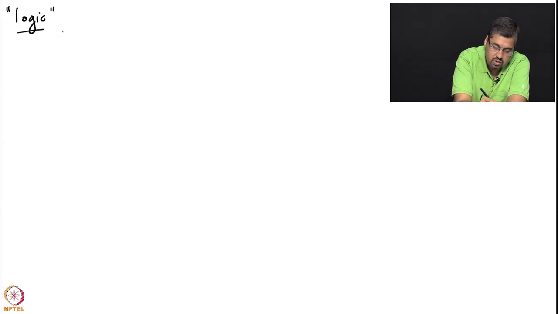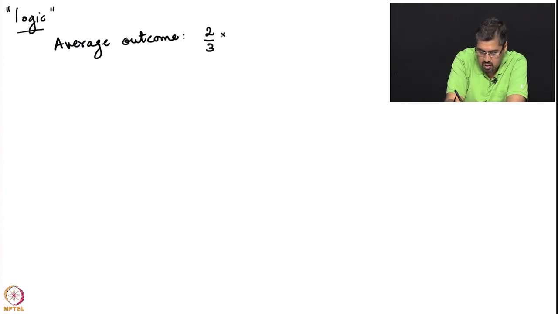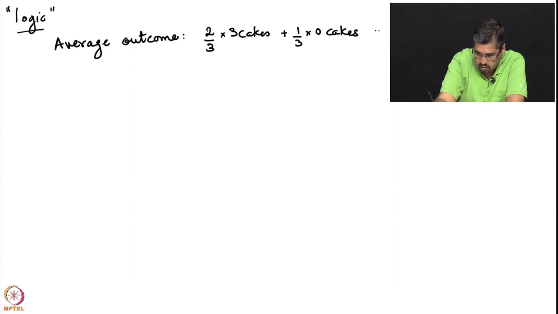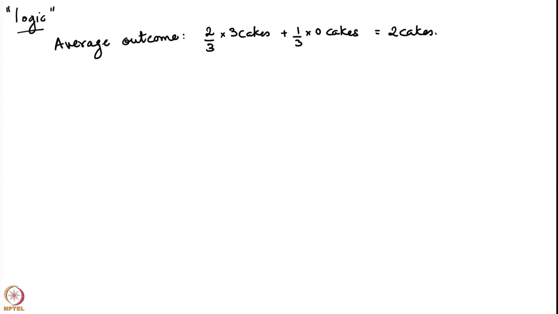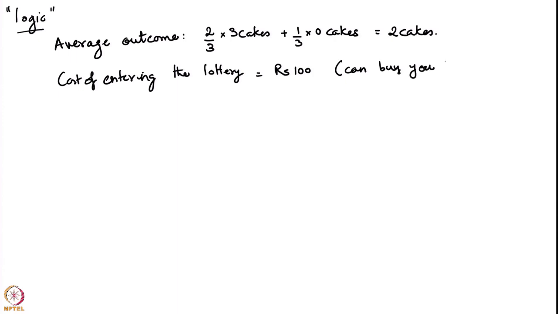Take the average outcome: 2/3 into 3 cakes plus 1/3 into 0 cakes. That's equal to 2 cakes. And the cost of entering the lottery is rupees 100, and 100 rupees can buy you one cake.